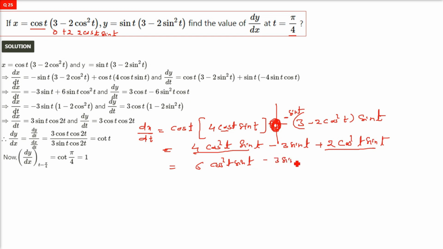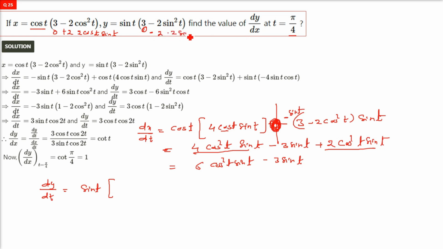This is dx by dt. Then we have dy by dt. What will be dy by dt? You have to write each and everything. I just take a shortcut. Either you love it or don't, or you rebuke me. But I follow a very safe and easy way to actually solve the question.